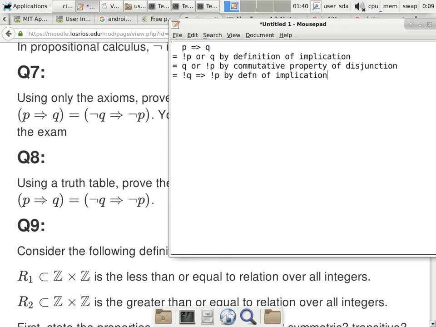Did everybody see how the last one, why the definition of implication is applied here? Anytime you have a disjunction, you can turn it into an implication by replacing the first item with the negated version of the first item, and change the operator or into the operator of implication. So that's the actual proof. 3 steps.